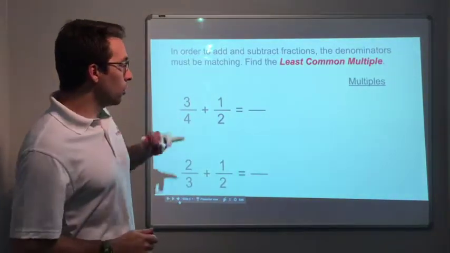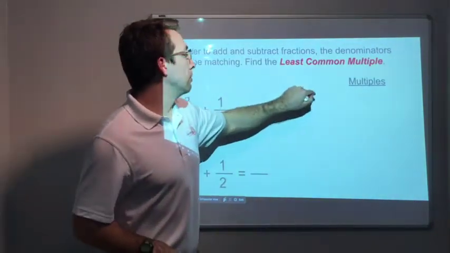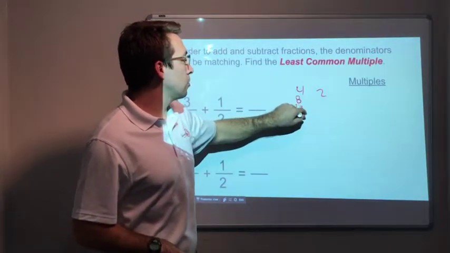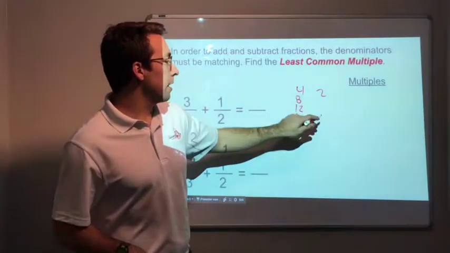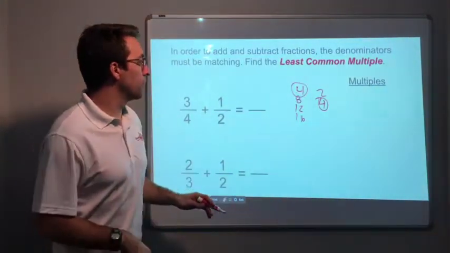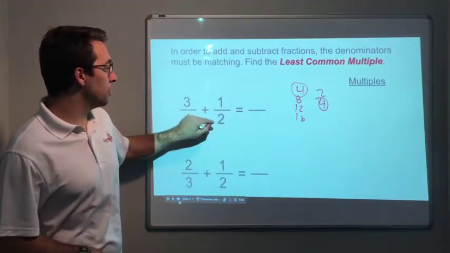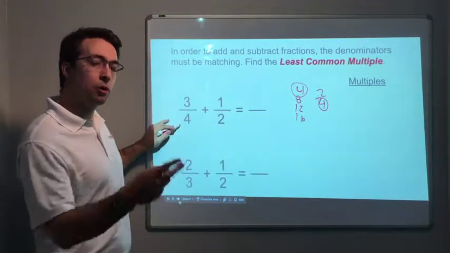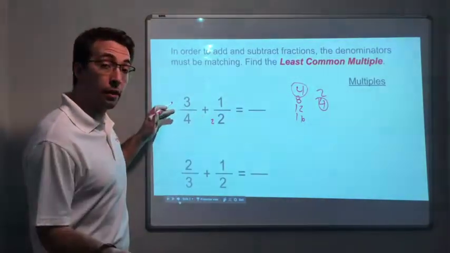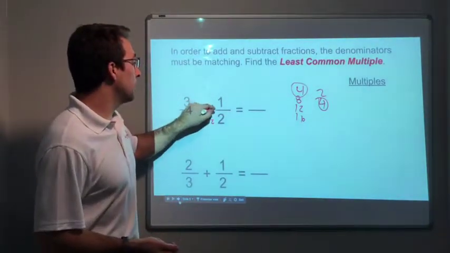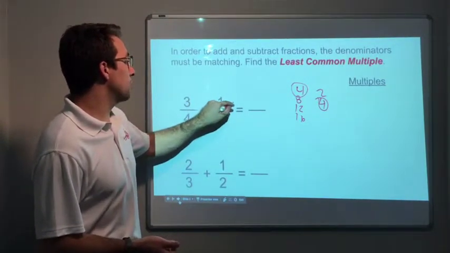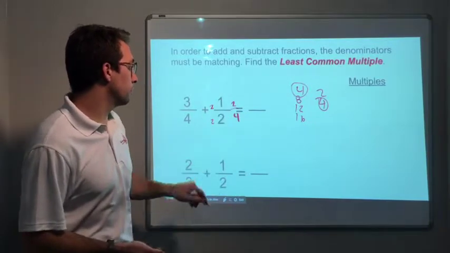So when we're looking at multiples, let's look at 4 and 2. Multiples of 4: 4, 8, 12, 16. And then the number 2. Oh, 2 and 4. Look at this. So what did I do to 2 to get 4? I multiplied it by 2. 2 times 2 is 4, and 2 times 1 is 2. So 1/2 equals 2 over 4.